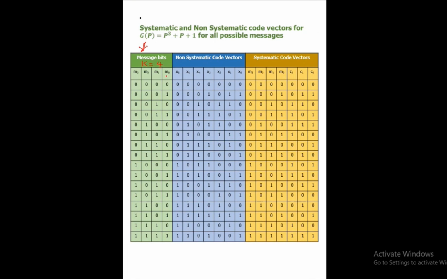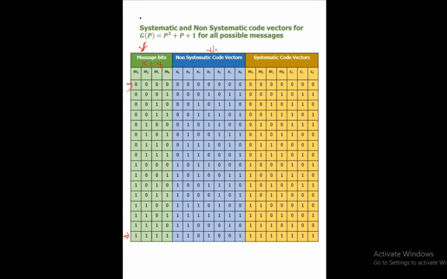So you have to write M0, M1, M2, M3. Listen carefully, you should write in reverse order. In linear block code we wrote in the normal order, that is M0 first, M1, M2, followed by M3. But here in cyclic code, it is M3, M2, M1, M0. This is the order you have to arrange for your message bits. Since k is equal to 4, you will get 16 combinations from 0000 to 1111. If k is equal to 3, you have to write 8 combinations. So this is the first column in your tabulation.